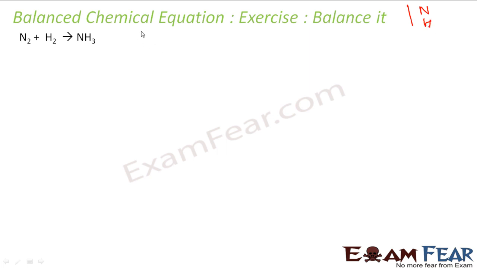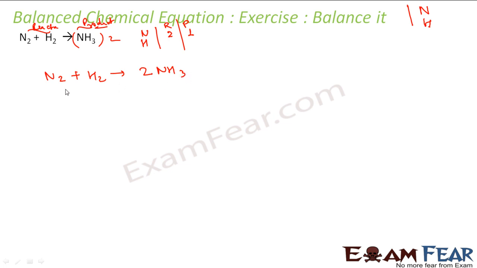So we'll see here nitrogen, hydrogen, right? This is my reactant, this is my product. So number of nitrogen in reactant 2, in product 1. It is not balanced, right? That means I have to multiply this by 2. So you get 2, correct? So what you get is N2 plus H2 is equal to 2NH3. I told you we can't change the formula, but we can multiply by any number. This is my new formula now.